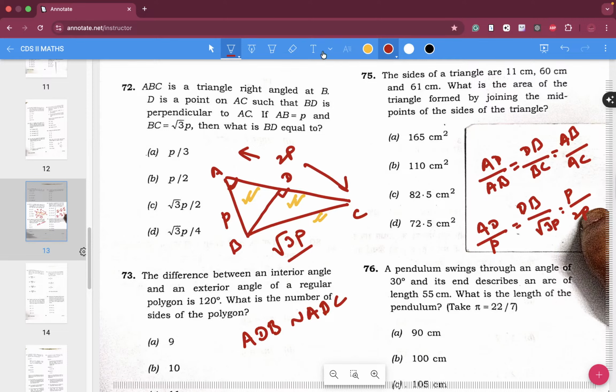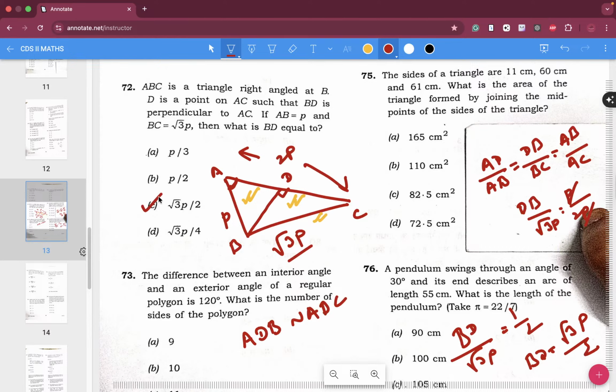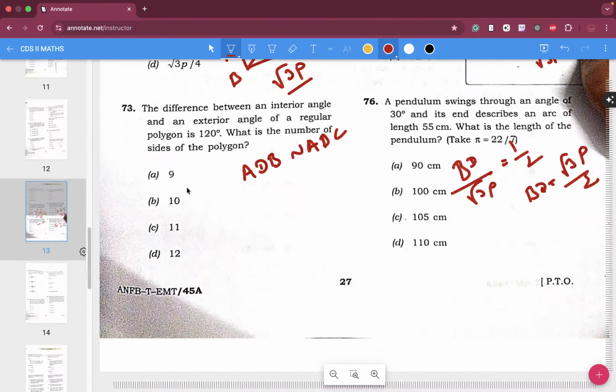Now you have to just pick up this one. This is a classical one. Thousands of times you must have studied this, at least 1000 times. So BD by root 3 P, can we cancel P and P, is equal to 1 by 2, which means BD is equal to root 3 P by 2. Such a simple similarity type of question. If you are not understanding this, then that's a problem.